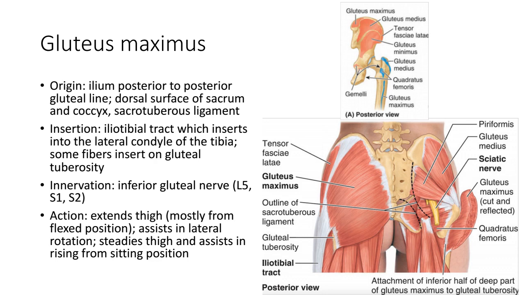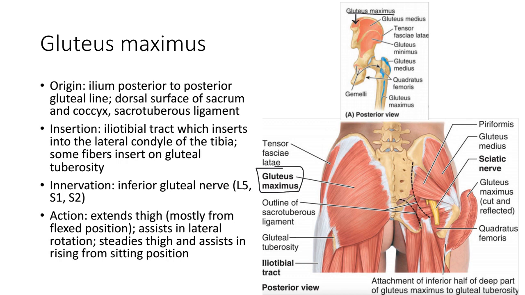Let's take a look at these muscles individually. We'll start with the gluteus maximus. This is the large muscle in the buttock area. The gluteus maximus originates on the ilium posterior to the gluteal line. It also originates on the dorsal surface of the sacrum and coccyx, and it also originates on the sacrotuberous ligament.